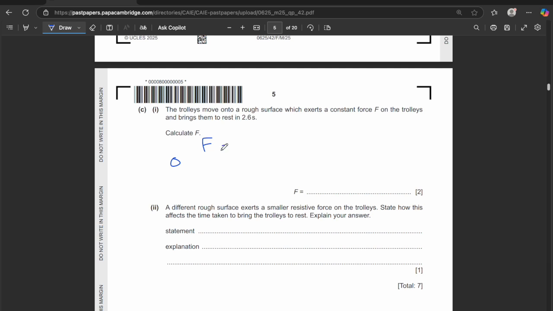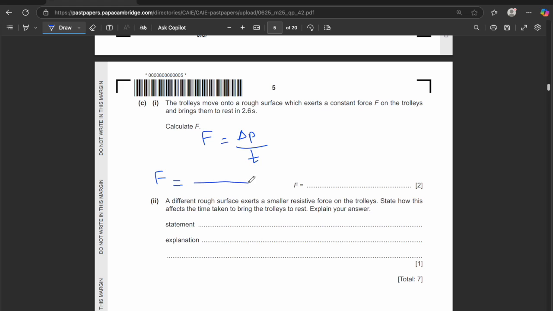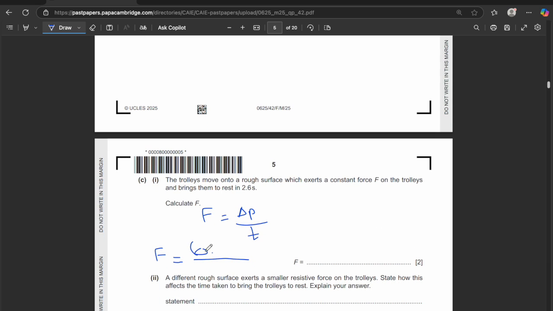So let's just write an equation first. F is equal to change in momentum divided by time. So F is equal to (0.75 plus 1.1) into 0.18 divided by 2.6. If you use a calculator, you get something like 0.128 and so on. And if you take two significant figures, you get 0.13 newtons.